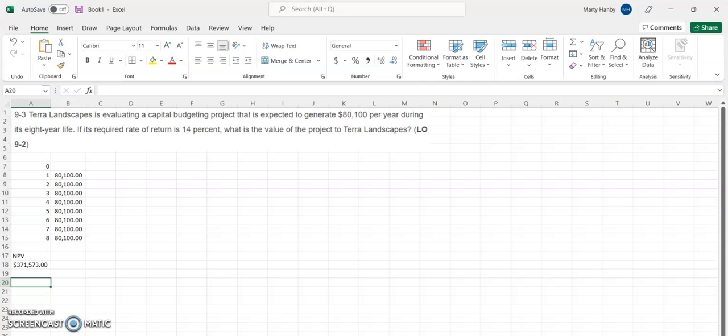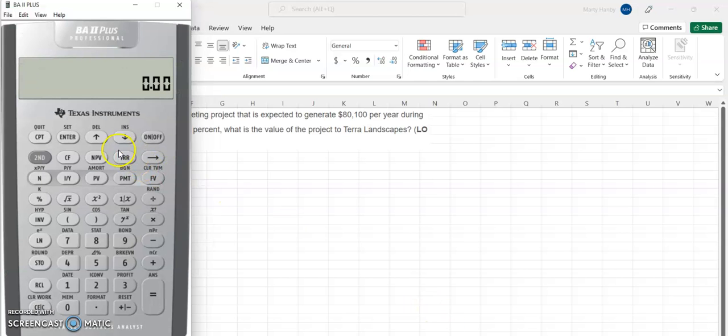So if I go to the calculator, go to the cash flow function, second cash flow, second clear. Do this every time you use the cash flow. So this is cash flow 0. We use the down arrow, and we get C01, so that's cash flow 1.